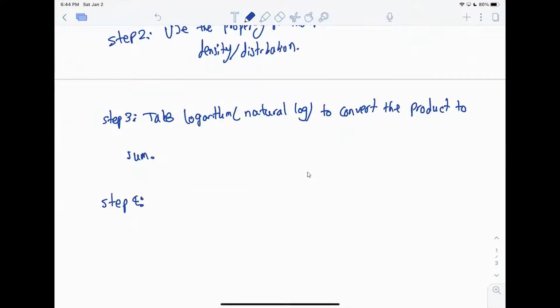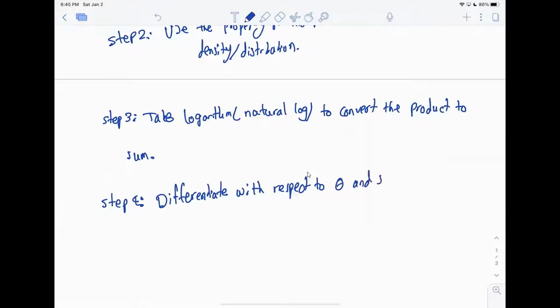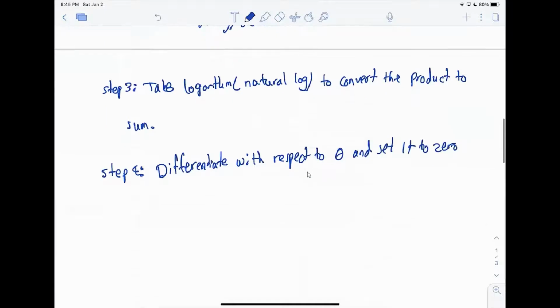So if you always follow this step-by-step procedure, you never get confused. Step 4, differentiate with respect to theta and set it to 0. This theta will then be theta ML, the maximum likelihood.